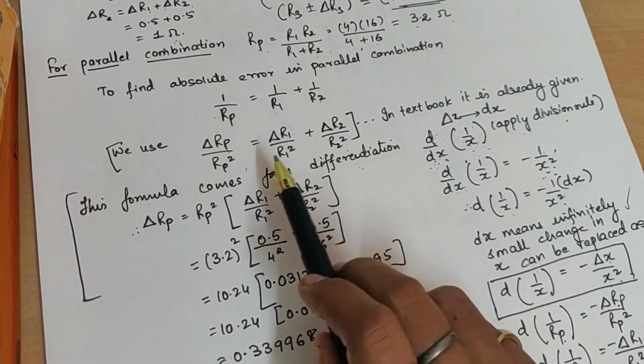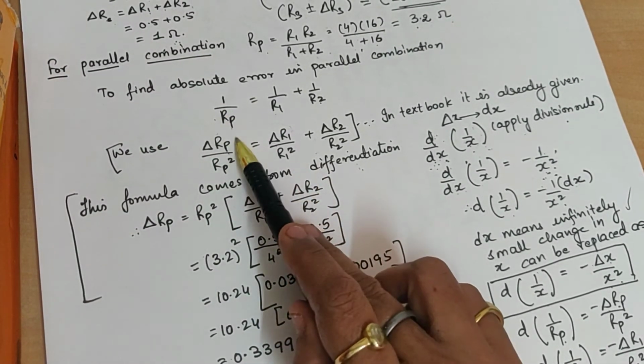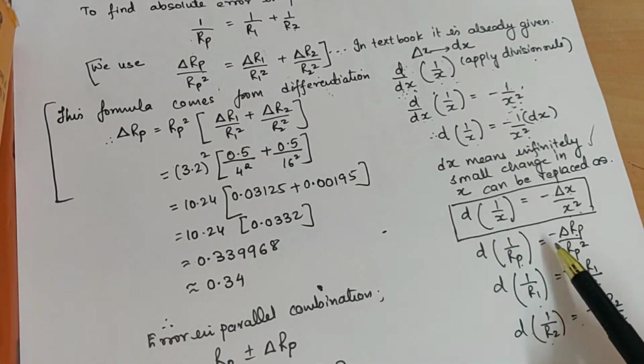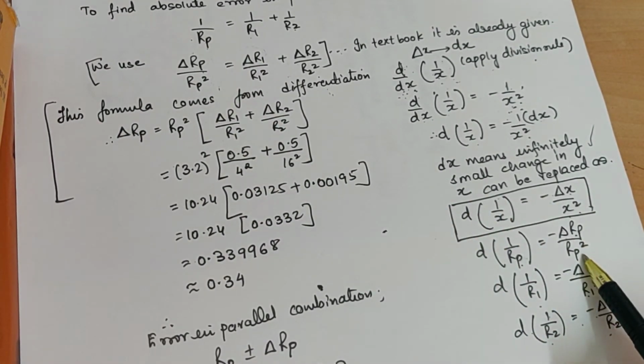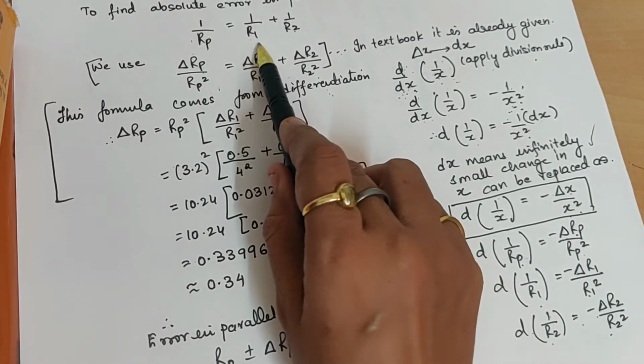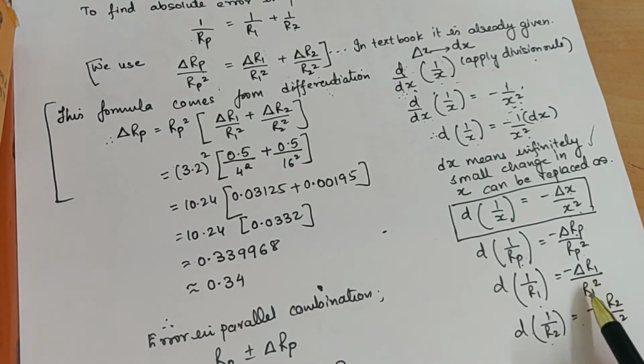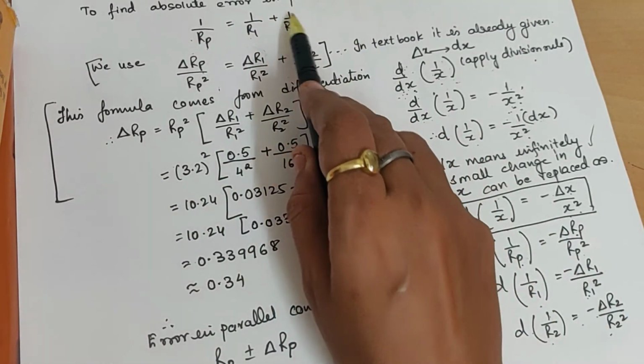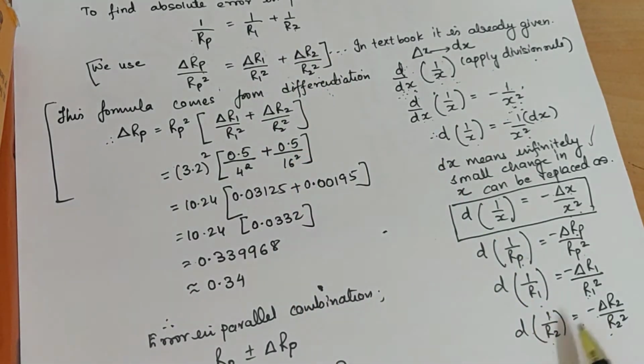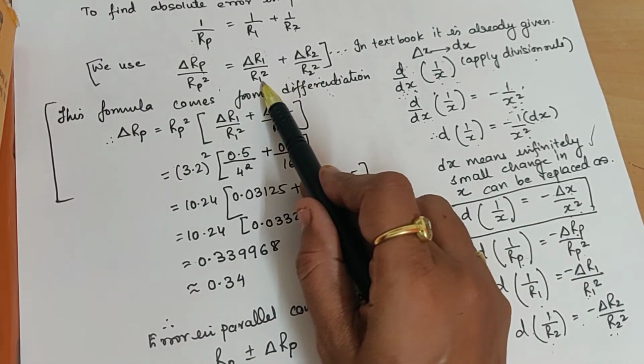Fine. See, you can see that if I take 1 upon Rp, it can be written as delta Rp upon Rp square. 1 upon R1 can be written as delta R1 upon R1 square, plus 1 upon R2 can be written as delta R2 upon R2 square. Fine, negative sign goes away, so you will get this equation.